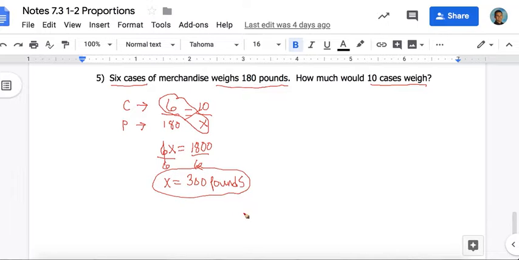So the important thing to remember when you're setting this up is to make sure your final answer makes sense, and when you're setting these up, make sure you're consistent. This labeling technique is helpful to get your setup correct so you know you're consistent. And if you're going to go cases over pounds, you have to make sure you do cases over pounds on both sides. That concludes our notes on proportions.